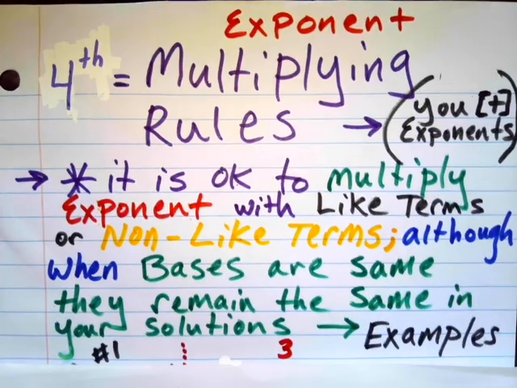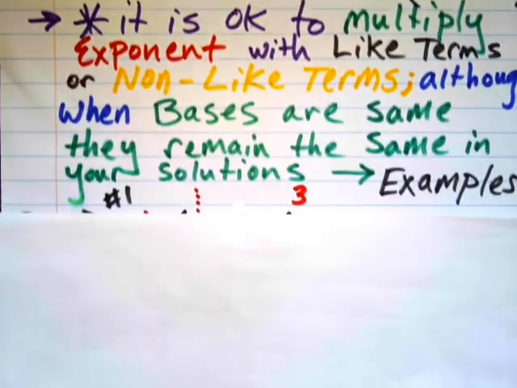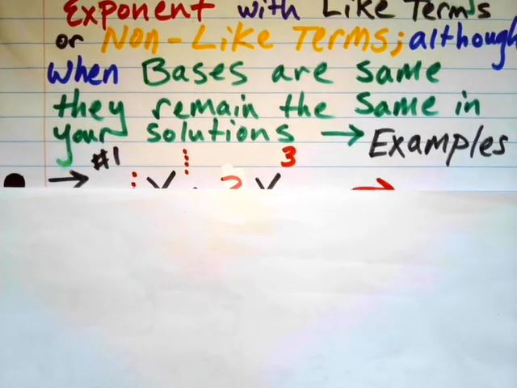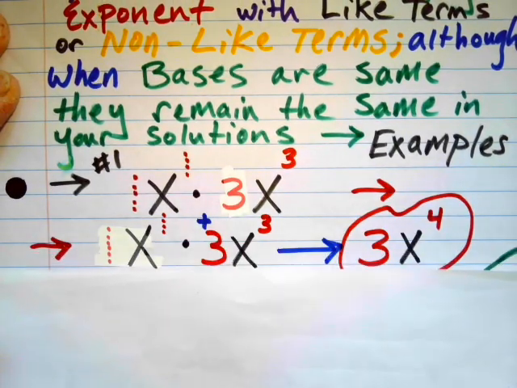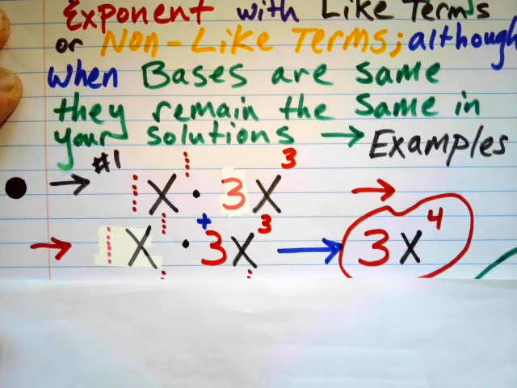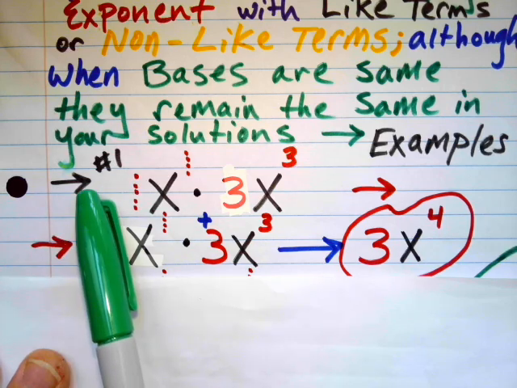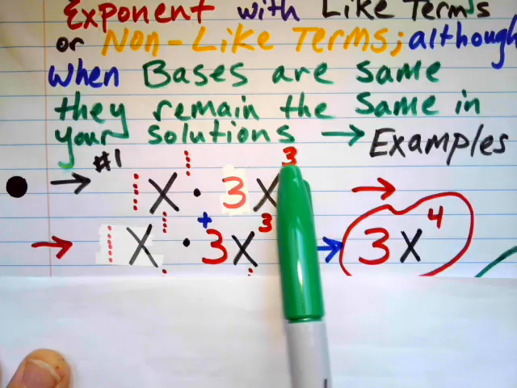So let's go ahead and go over some examples so you can see what it is I'm talking about here. And again, if I'm going too fast, please, please, please pause, rewind, do as you need to do in order to understand, okay? So here in example number 1, I have x times 3x to the third power.